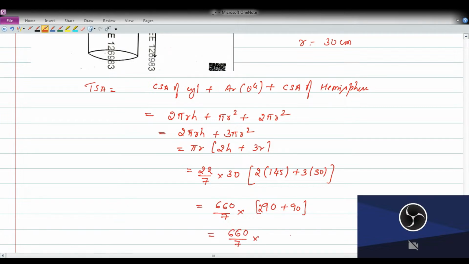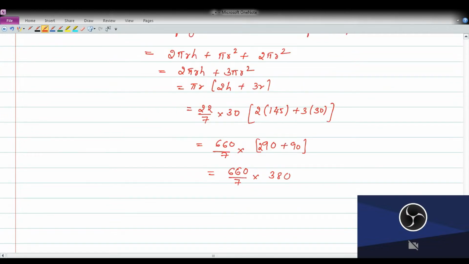So this is equal to 660 by 7 into 380. If you multiply this, 660 into 380 is equal to 250,800 divided by 7. If you divide this by 7, it will be equal to 35,828.57 centimeter square. So this is the total surface area of the given figure.